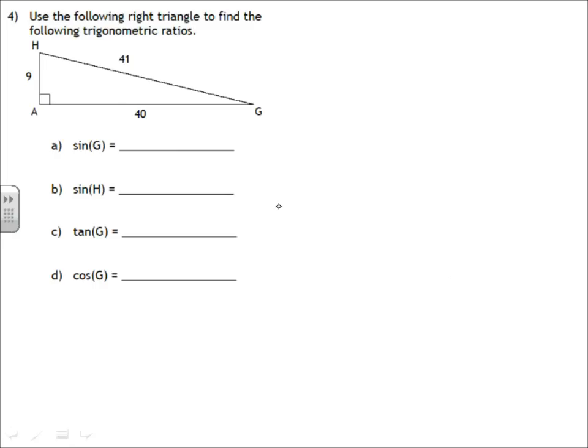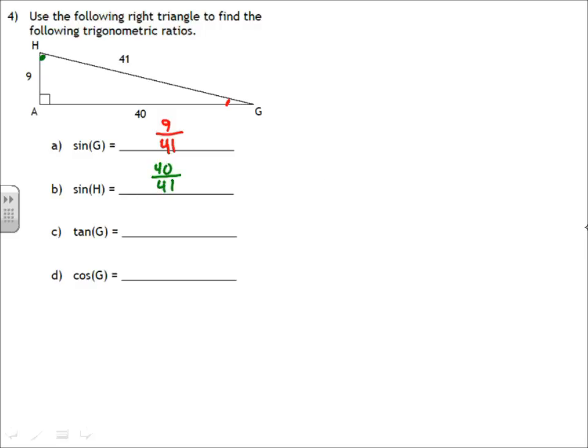Use the following right triangle to find the following trigonometric ratios. Sine of G: if I'm at angle G, the sine would be opposite leg divided by the hypotenuse, so the sine of G is 9 over 41. Next, I'm putting myself at the angle H for this one. The sine of H, sine again is opposite leg over the hypotenuse, so the opposite leg is 40 and the hypotenuse is 41. So the sine of H is 40 over 41.